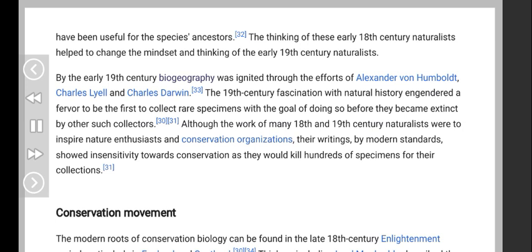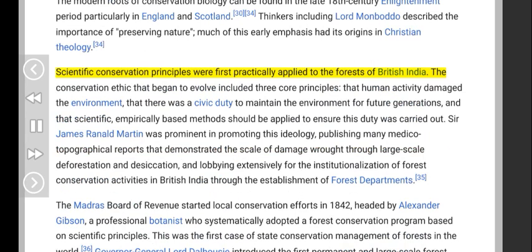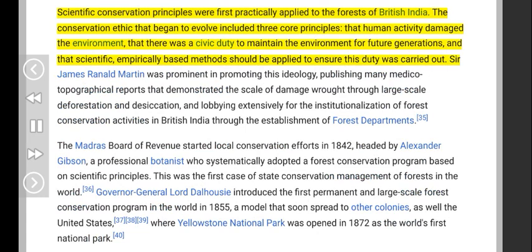Scientific conservation principles were first practically applied to the forests of British India. The conservation ethic that began to evolve included three core principles: that human activity damaged the environment, that there was a civic duty to maintain the environment for future generations, and that scientific, empirically based methods should be applied to ensure this duty was carried out.